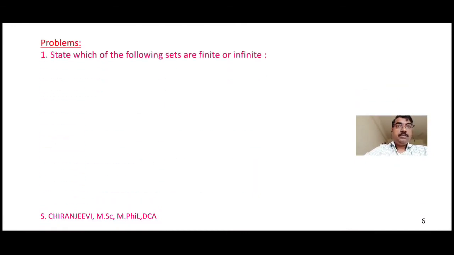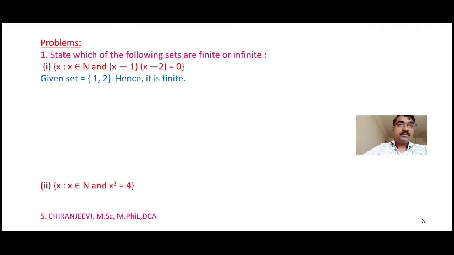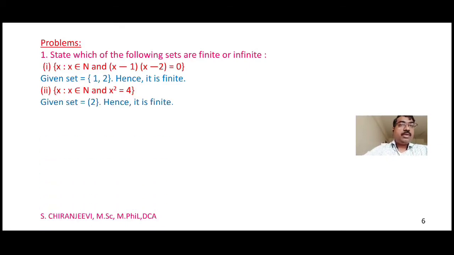Next problems. State which of the following sets are finite or infinite. {x such that x belongs to N and (x minus 1)(x minus 2) equal to 0}. If we simplify this, we will get x equal to 1 or 2, so this is a finite set. {x such that x belongs to N and x square equal to 4}. Here x square equal to 4, we will get x equal to plus or minus 2. But here we need only natural numbers, so the set will be only {2}. So it is also a finite set.